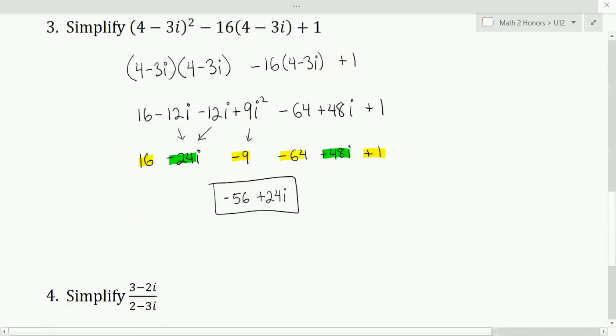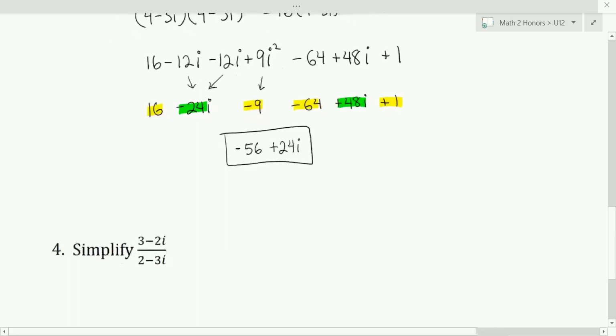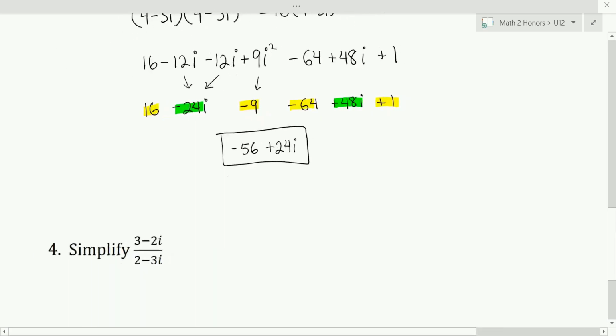Okay, so this next example, number 4, says to simplify (3 minus 2i) over (2 minus 3i). We have a square root in the denominator. In Unit 1, back in August last year, we didn't have i, but we had square roots in the denominator. We talked about how to get rid of those. It's been a while. Anybody remember the trick?